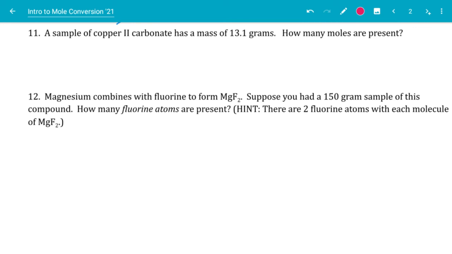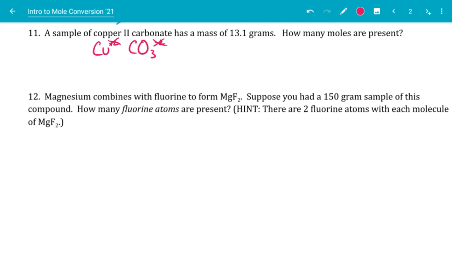A sample of copper 2 carbonate. Well, we better figure out what copper 2 carbonate is. I might have to erase it, but let's just do it here for the moment. So copper 2 is a +2, and carbonate is a CO3 that's a -2. If we cross the charges, the 2 and the 2 cancel each other out. So it's just CuCO3. So now I'm going to add all of those up to get my mass.